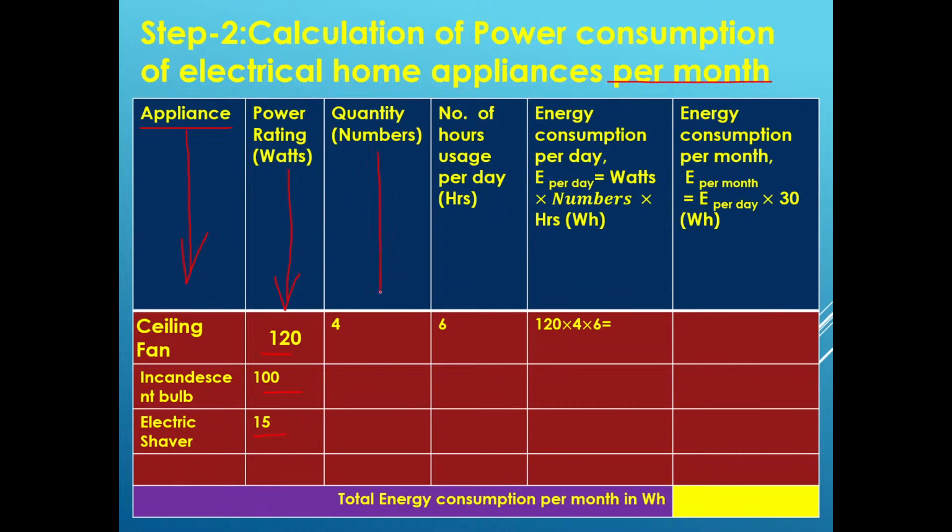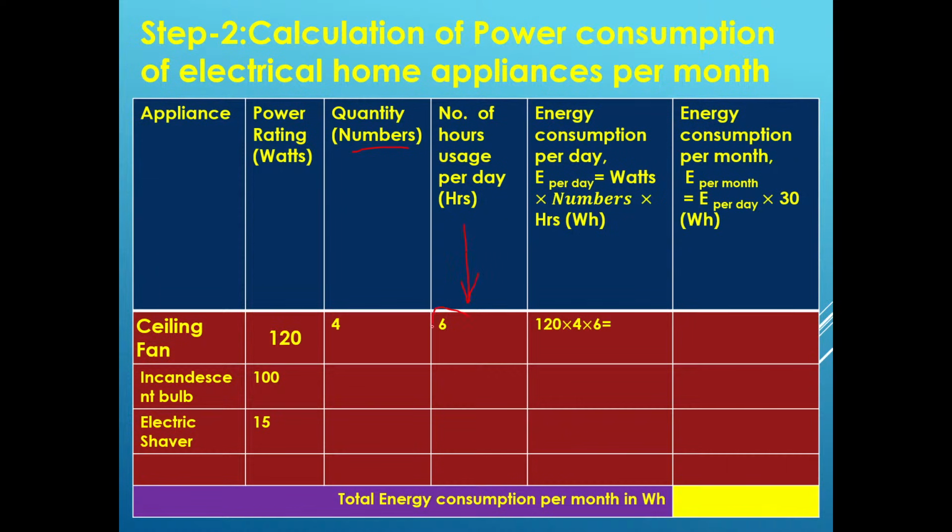Next, quantity, the number of appliances. Here I have mentioned four. Four means, for example, if there are four fans in my house, that's why I have written a total of four. We can write the quantity of equipment, meaning the number of fans, incandescent bulbs or electric shavers, in this third column. Then, number of hours of usage per day: in one day, for how many hours we will use these electrical appliances.